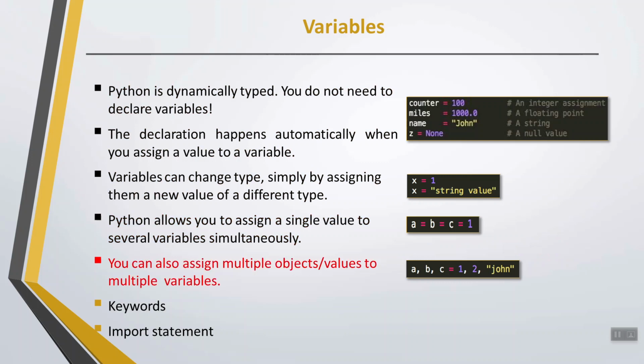You can also assign multiple values to multiple variables. For example, a, b, c is equal to 1, 2, and John. What does it mean? It means that these variables will be assigned the values accordingly. So a will be assigned 1, b will be assigned 2, and c will be assigned the string John. So you can assign multiple objects or values to multiple variables in the same line.